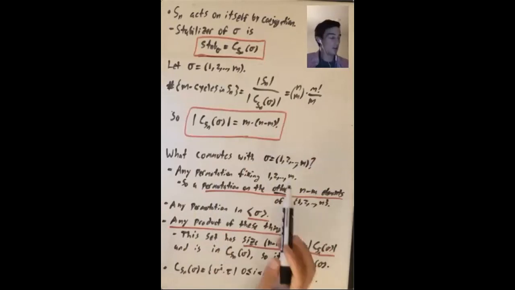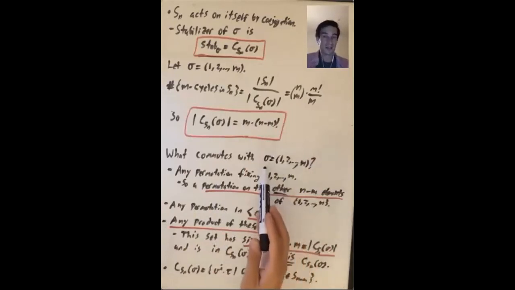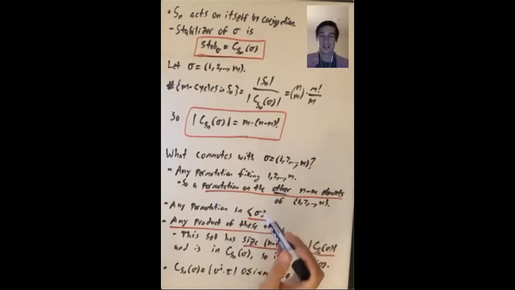Another thing that'll commute with sigma is any power of sigma. So we have the cyclic subgroup generated by sigma. That's in the centralizer of sigma. And then any product of these things is going to commute. The centralizer is a subgroup. So if these are obviously in there and these are obviously in there, then any product of them is going to be in there too.